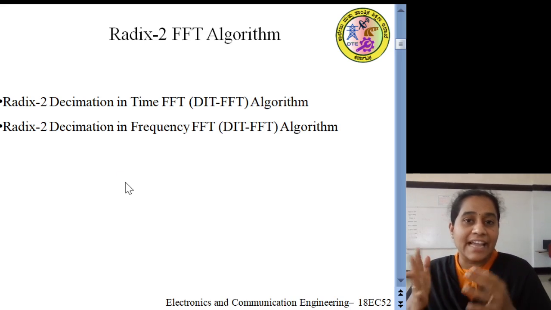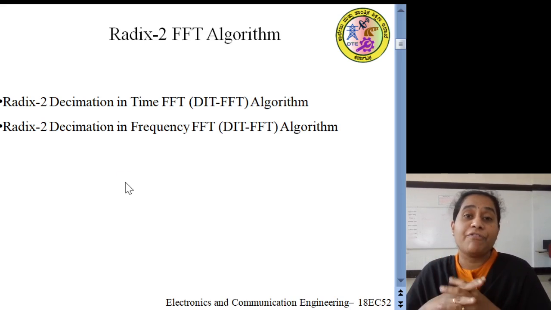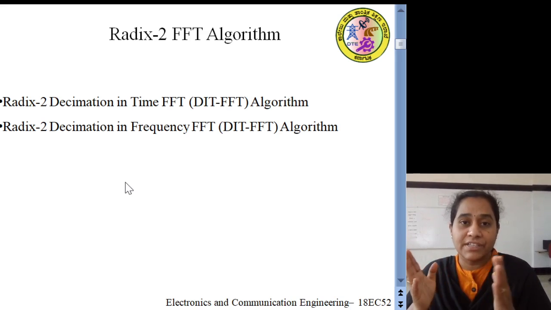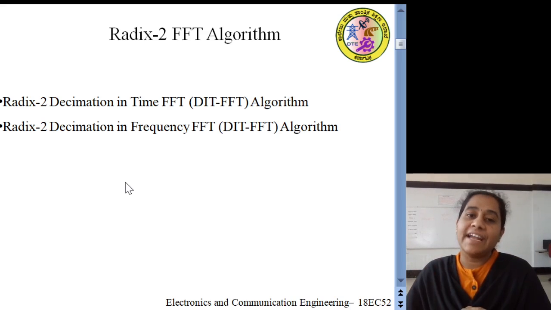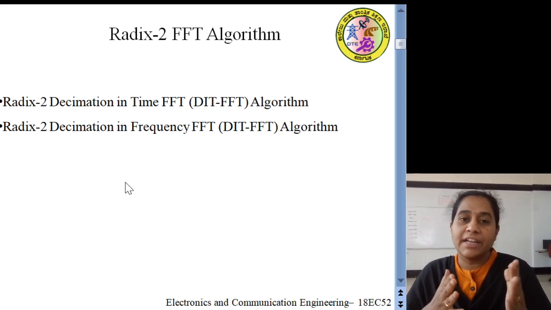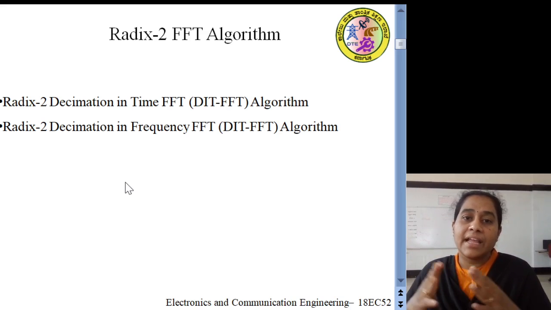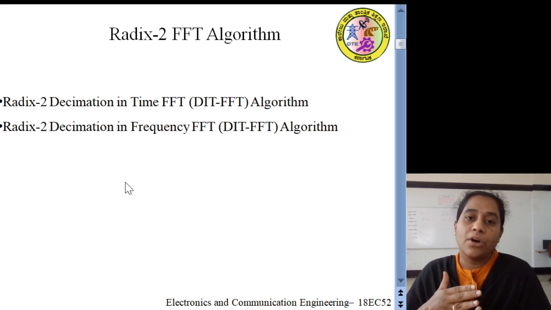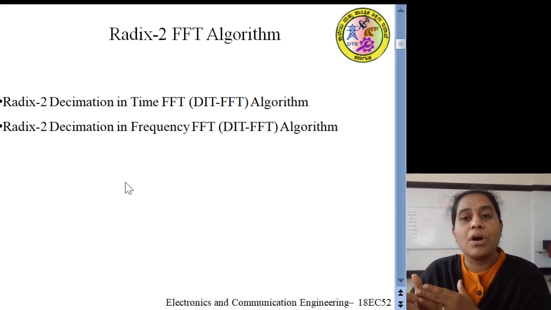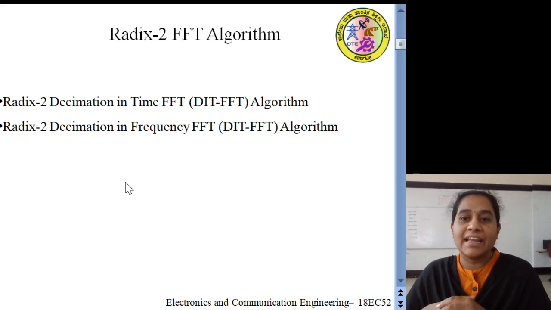First consider the classification of algorithms for finding DFT. According to the broader classification, it is first classified into the divide and conquer approach and linear filtering. If we consider only the divide and conquer approach, there are mainly three subclassifications: the radix 2 FFT algorithm, the radix 4 FFT algorithm, and split radix algorithms. In that we are mainly concentrating only on radix 2 algorithms. The radix 2 FFT algorithms are again classified into two algorithms.